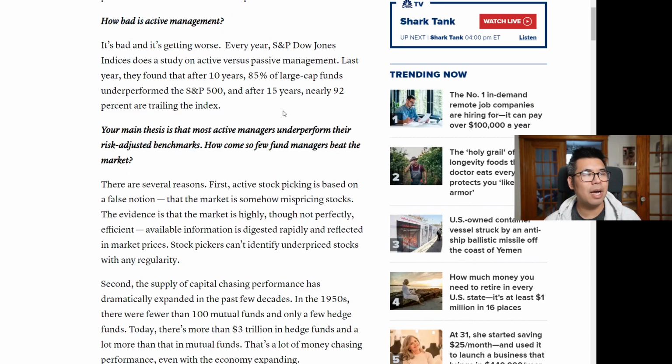Every year, S&P Dow Jones Indices does a study in active versus passive management. Last year, they found that after 10 years, 85% of large cap funds underperform the S&P 500. And after 15 years, nearly 92% are trailing the index. So it's not just hard for the average investor like you and me. It's hard for actual professionals that are running these funds at a professional level, supposedly.